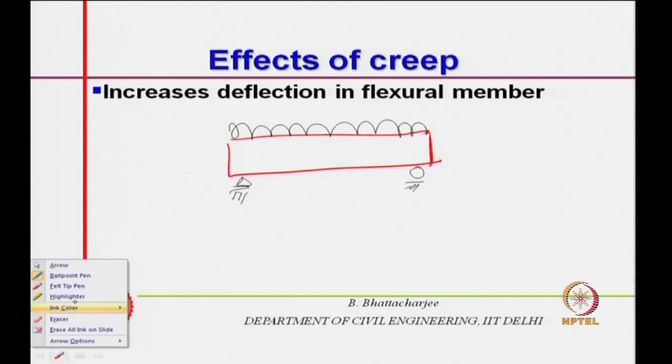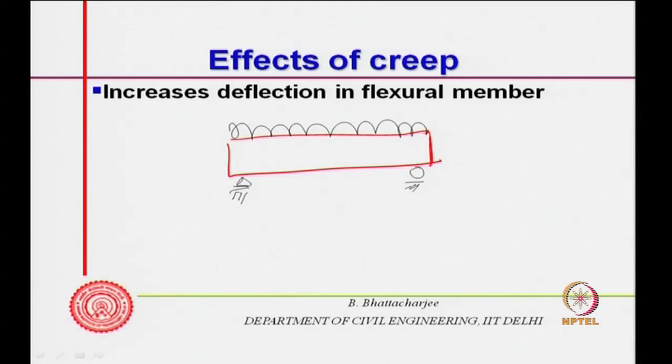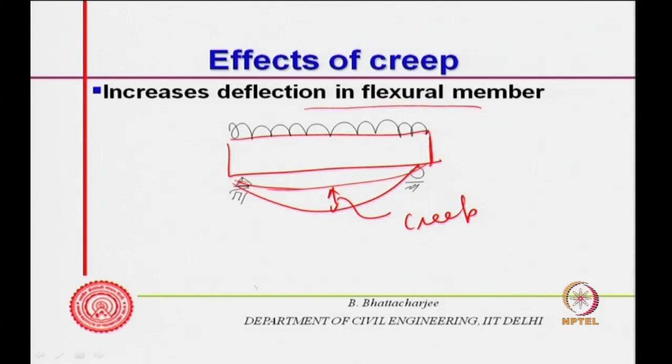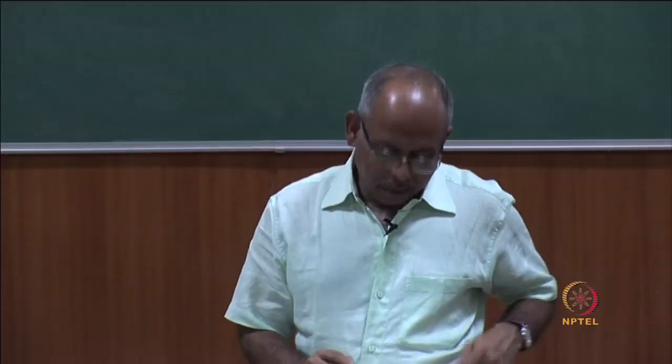So, what will happen in the long run, the deflection will increase. So, elastic deflection and later on, deflection may increase further. This could be due to creep. All right. So, creep increases deflection in a flexural member, that we have understood.